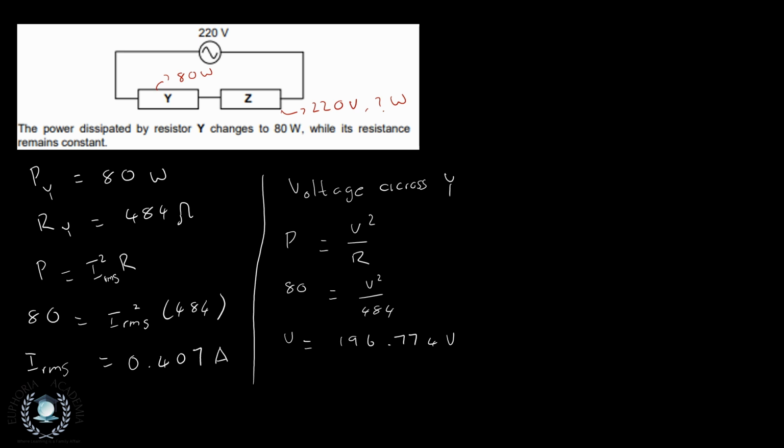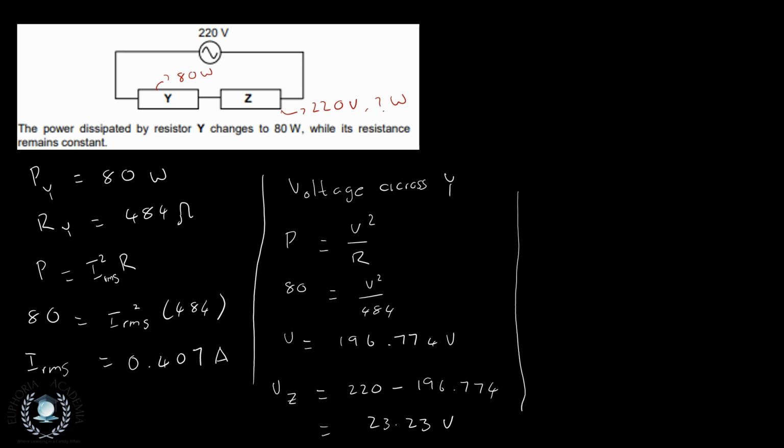Now we said we're doing this to find the voltage drop. That would mean that the voltage across Z could be, keyword could be, 220 minus that 196.774, and that is going to give us 23.23 volts. All right, cool.